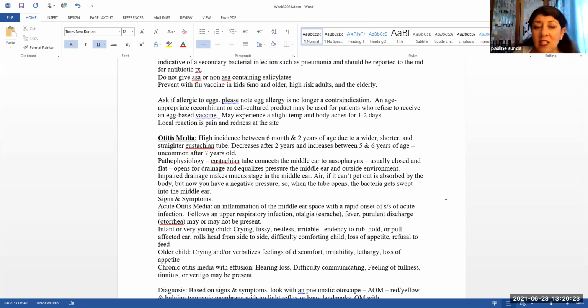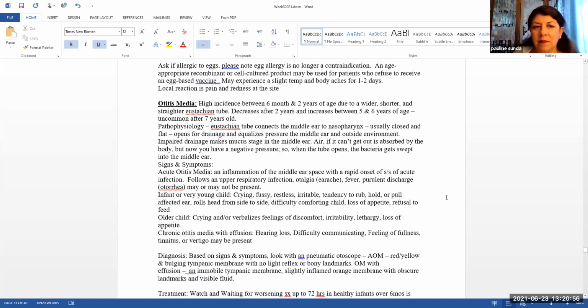We still do ask if they have an allergy to eggs, but please note that an egg allergy is no longer considered an absolute contraindication. An age-appropriate recombinant or cell-cultured product may be used for patients who refuse to receive an egg-based vaccine. Know that they can have a slight fever and body aches for 1 to 2 days after receiving that vaccine. That is normal. Also, they can have a local reaction of a little bit of pain and redness at the site.